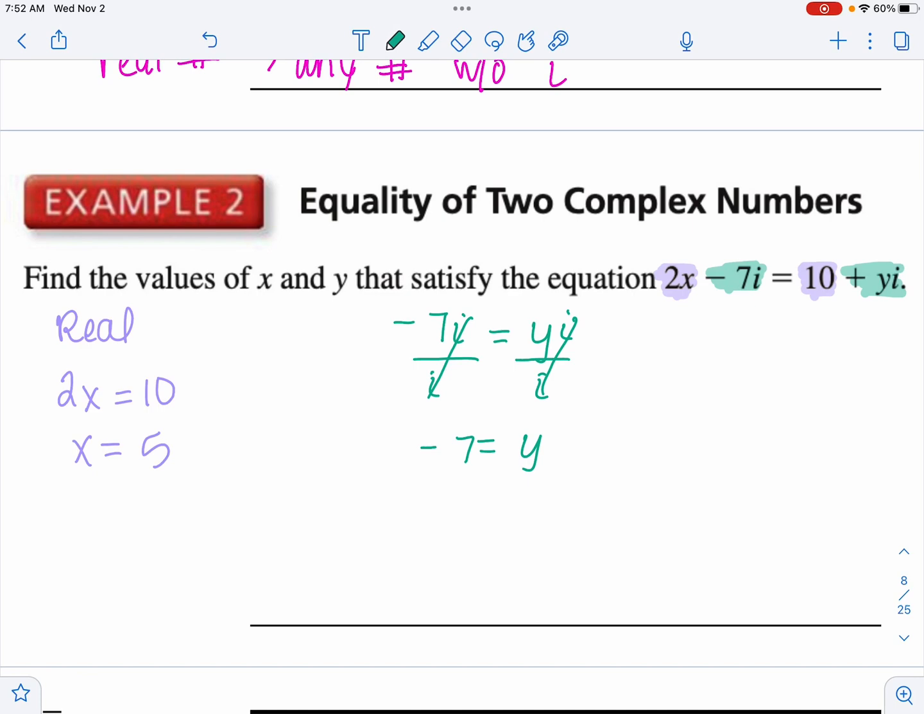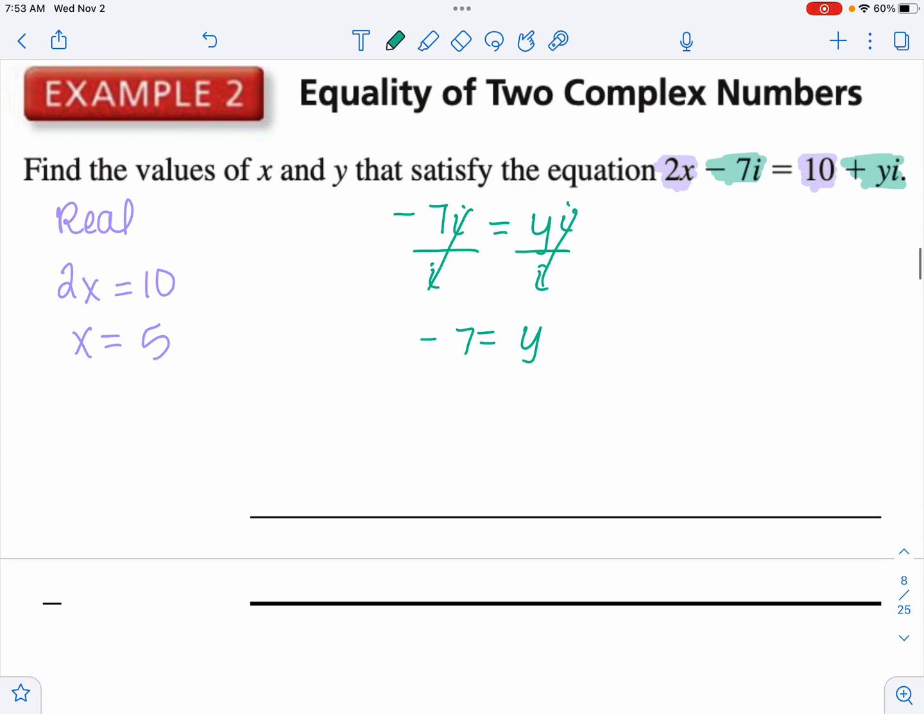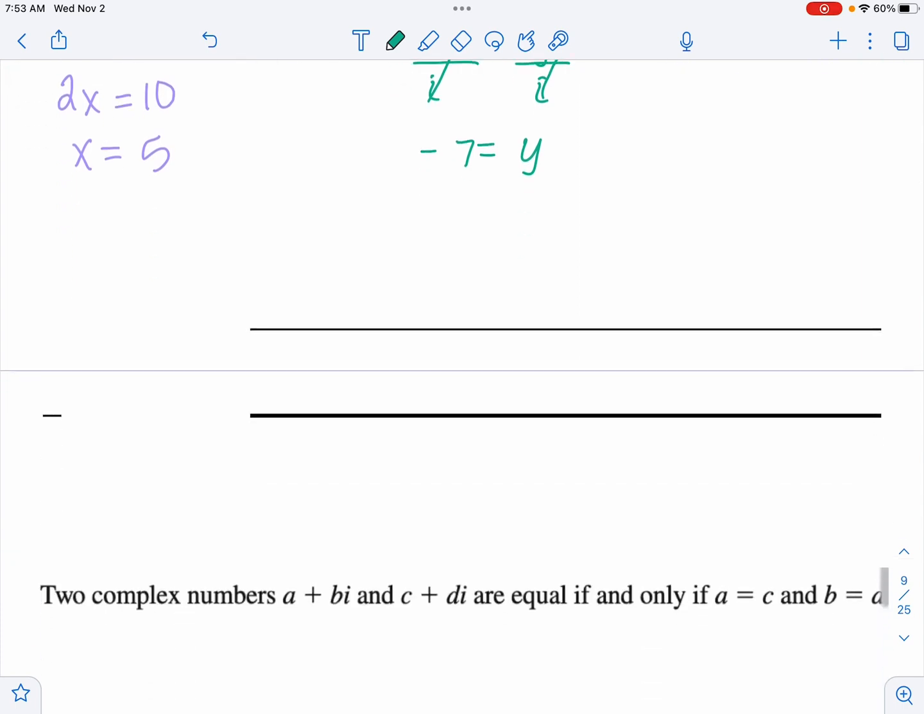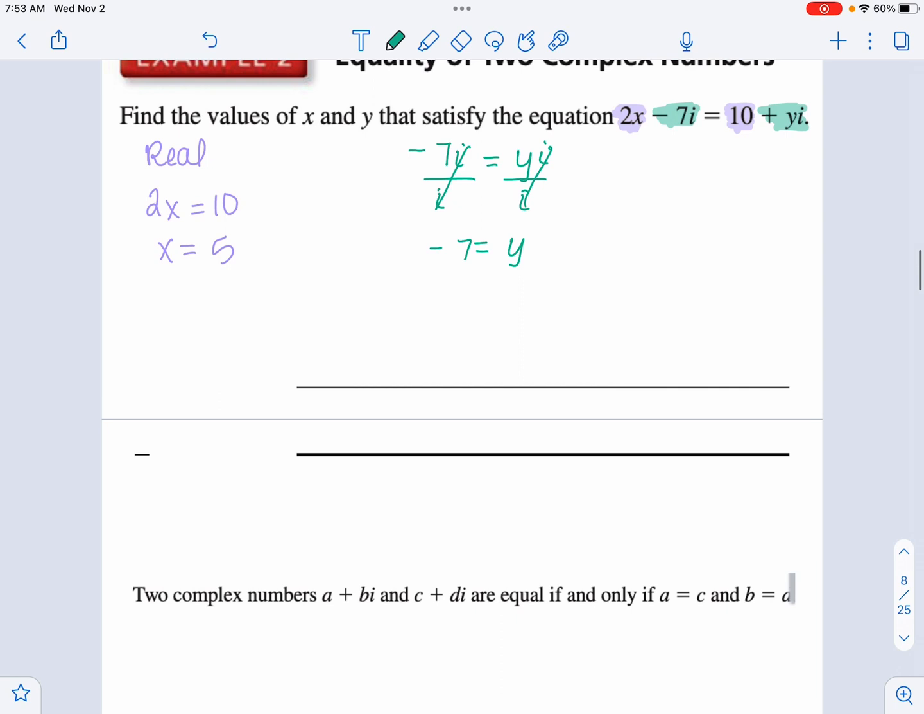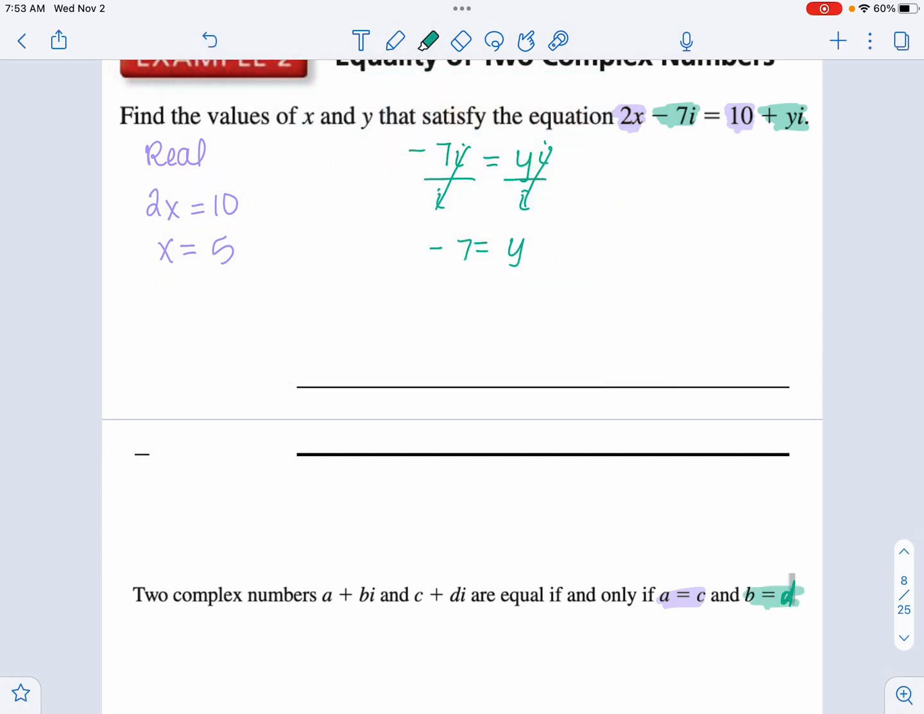I know that seems a little bit weird. In general, if you have two complex numbers, which is what we have in this example, a plus bi and c plus di, they are equal only if the real portions are equal to each other. So a and c are the real portions, and b and d are the imaginary portions, and those are equal to each other. So that's exactly what we did. We set the real portions equal to each other, and we set the imaginary portions equal to each other.